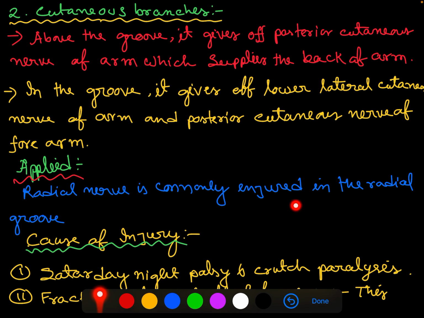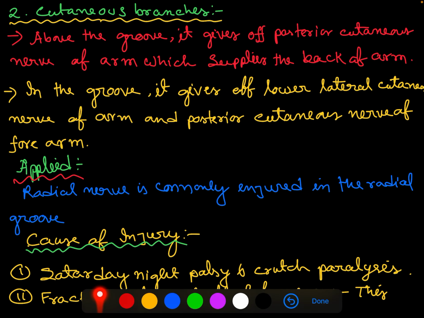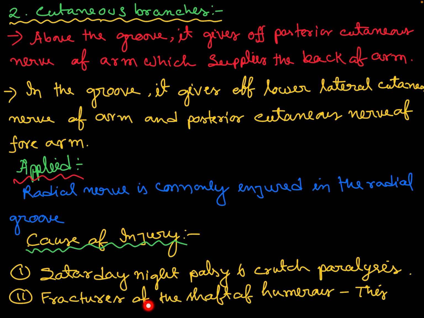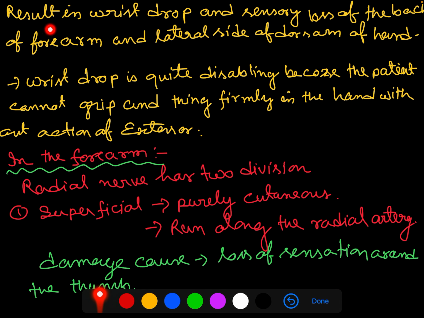Radial nerve is commonly injured in the radial groove. Causes of injury: Saturday night palsy and crutch paralysis, fracture of shaft of the humerus. This results in wrist drop and sensory loss of the back of the forearm and the lateral side of the dorsum of the hand.